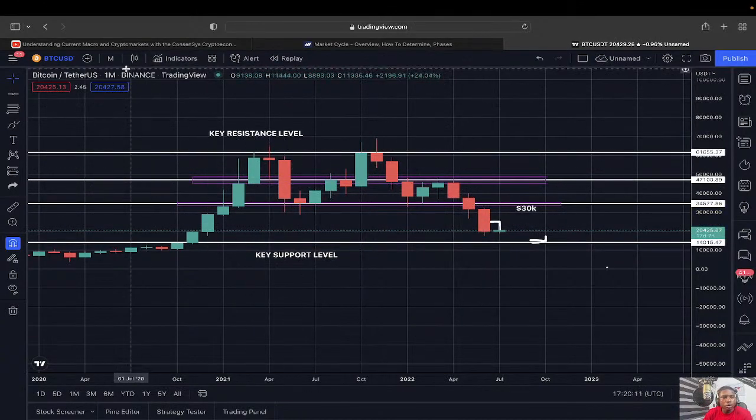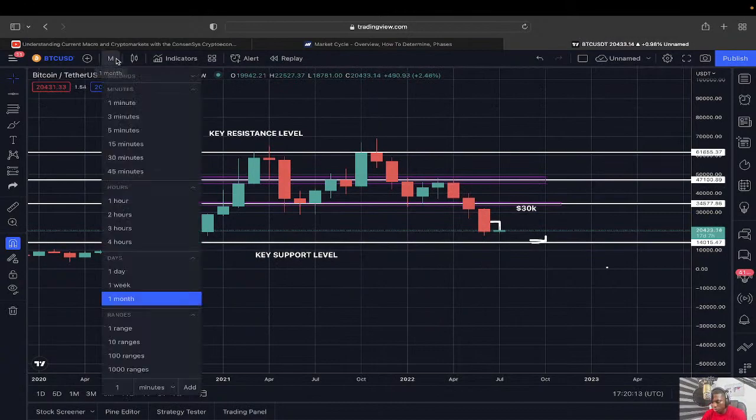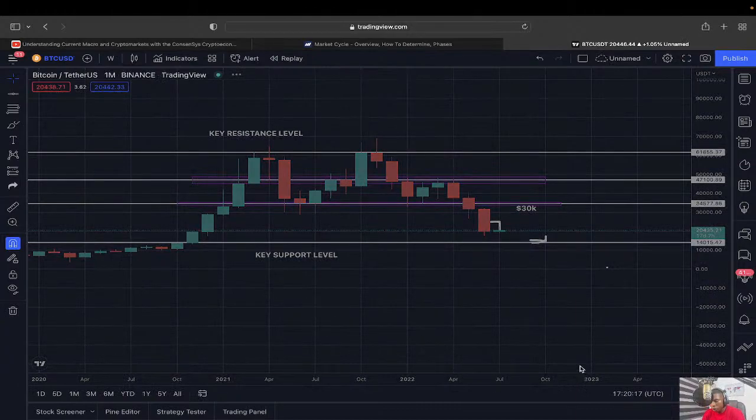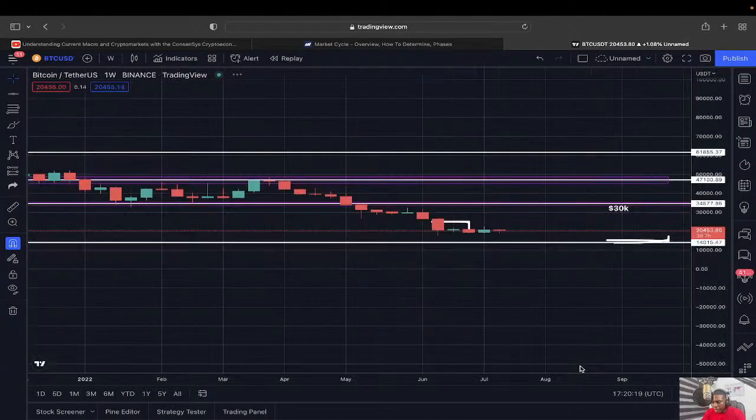All right, so let's go to the weekly time frame. The weekly time frame. If someone is asking, I should explain what is a pullback.